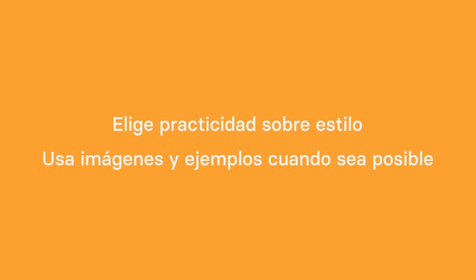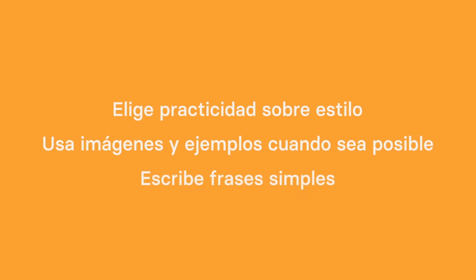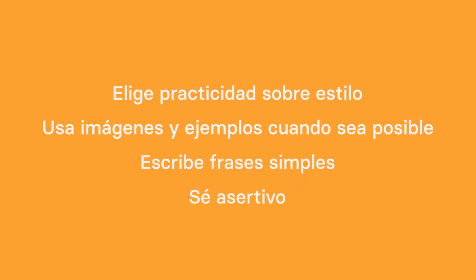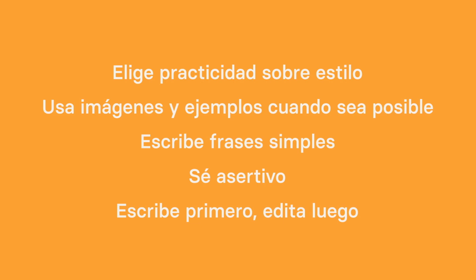Tips to get started with technical writing. 1. Don't be a wordsmith. Choose practical over stylish. 2. Use images and examples whenever possible. 3. Write simple sentences. 4. Be assertive. Remember, a good design system is commanding. And 5. Write first and edit later.